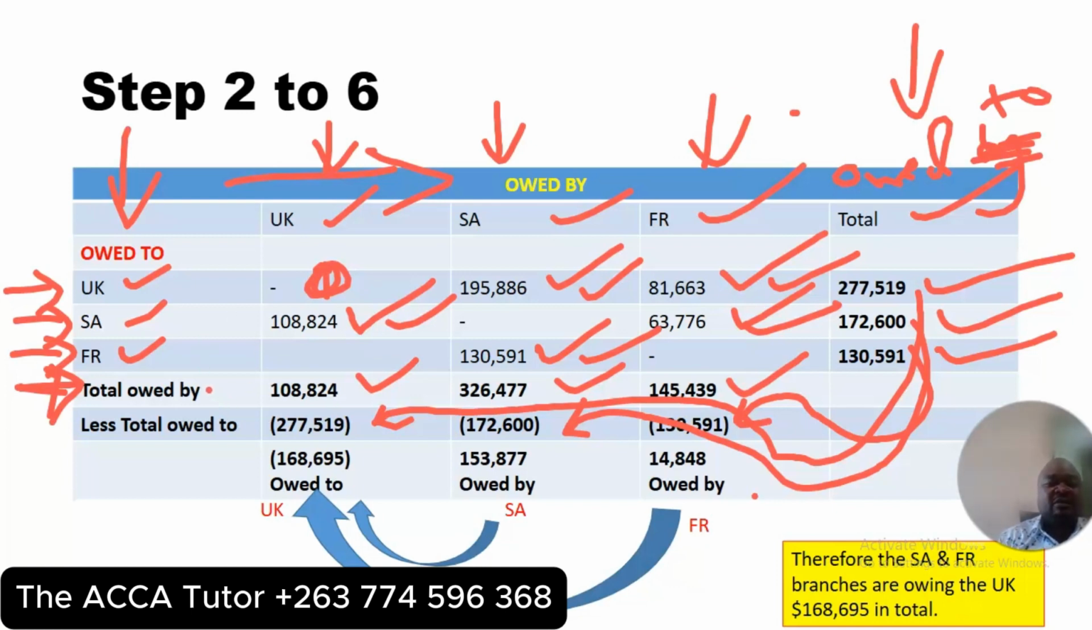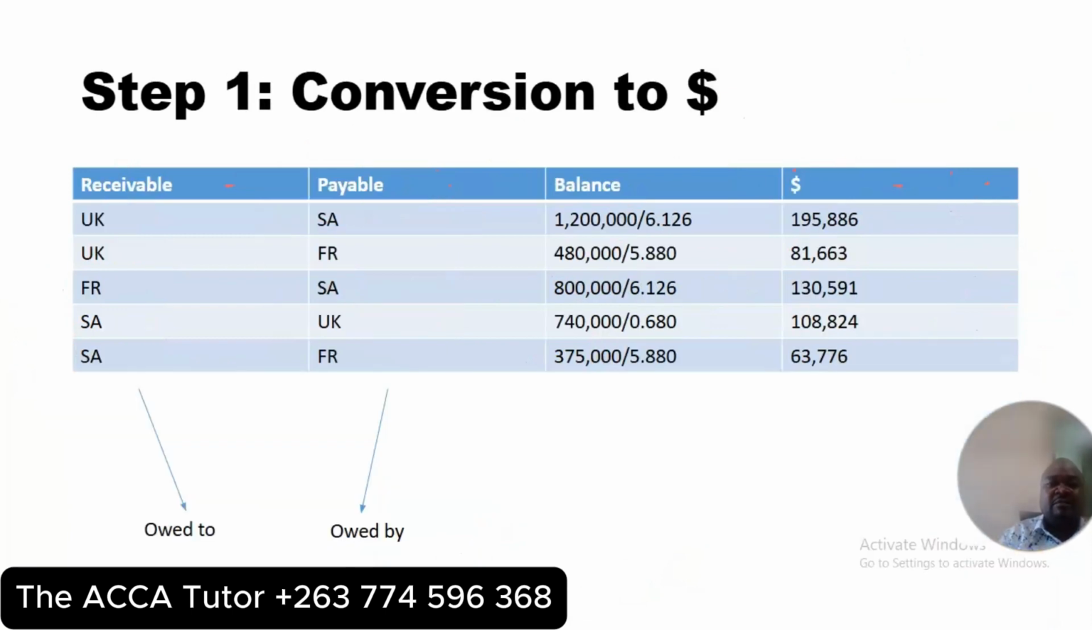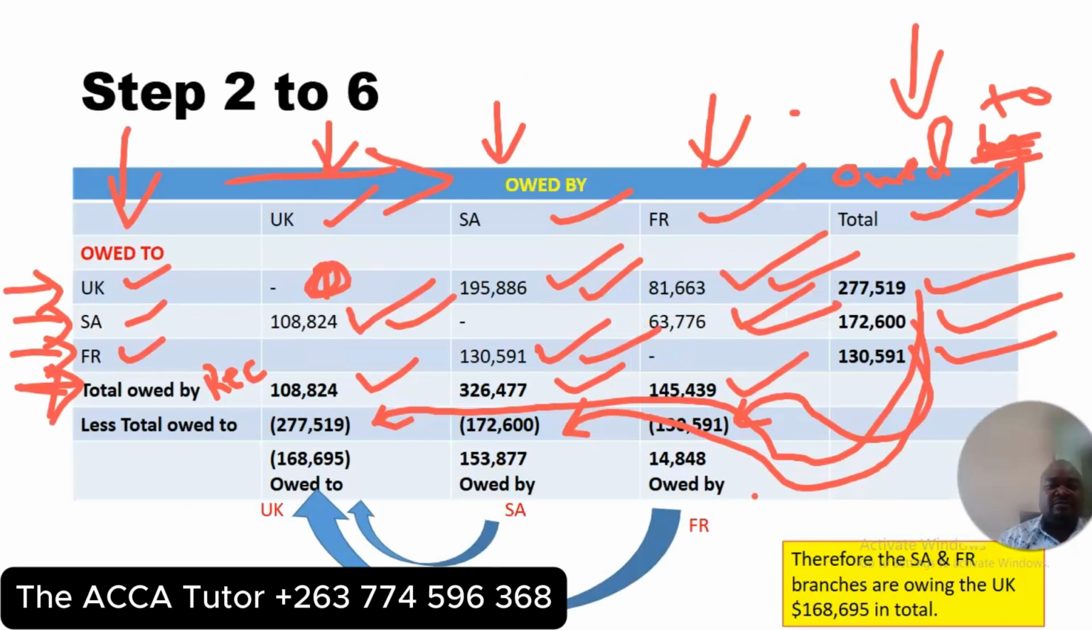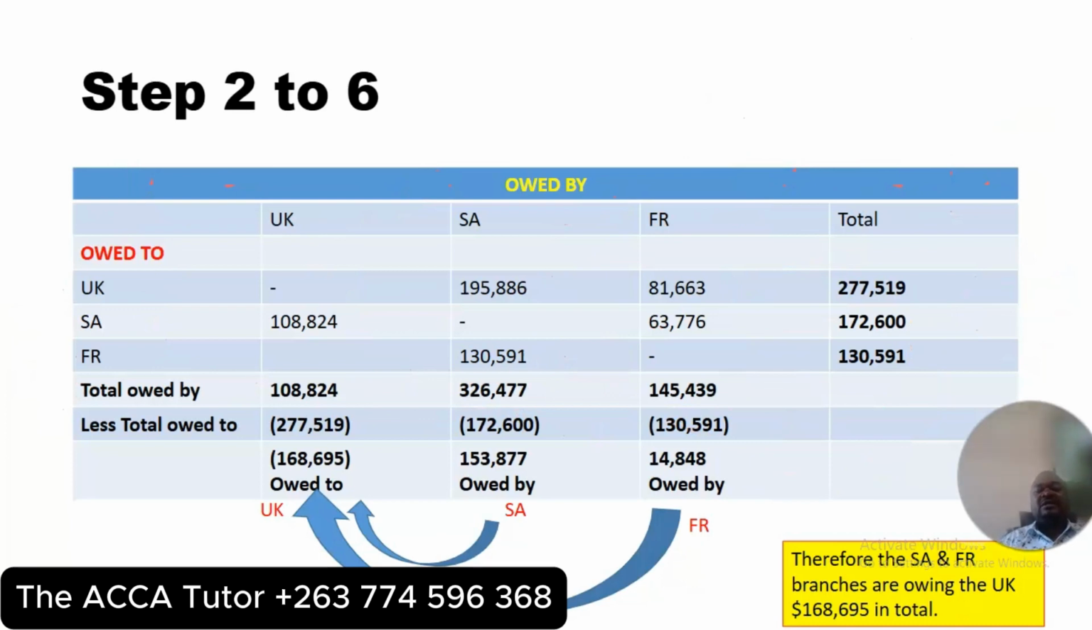So let me just label this. For the total owed by, we say that the owed by were actually payables. So allow me to rub off, ladies and gentlemen. The problem is when I rub off, everything goes off. It doesn't matter. A clean board is the right thing to have.